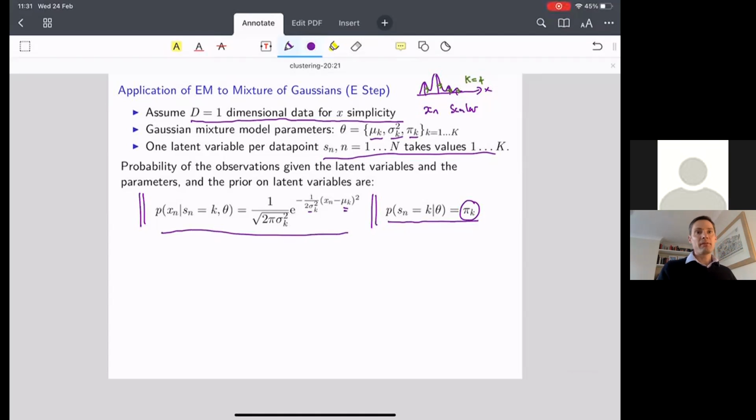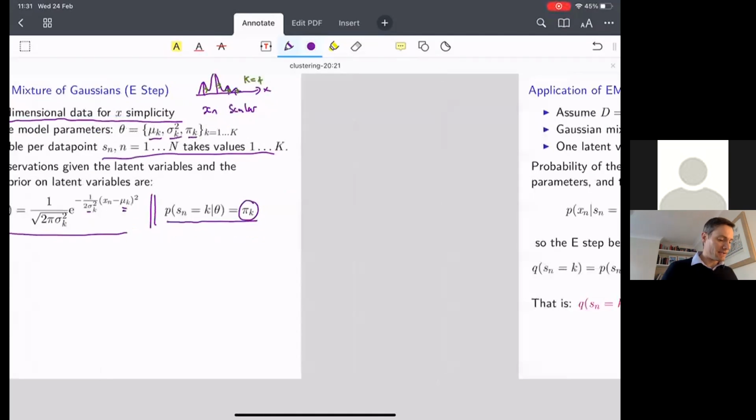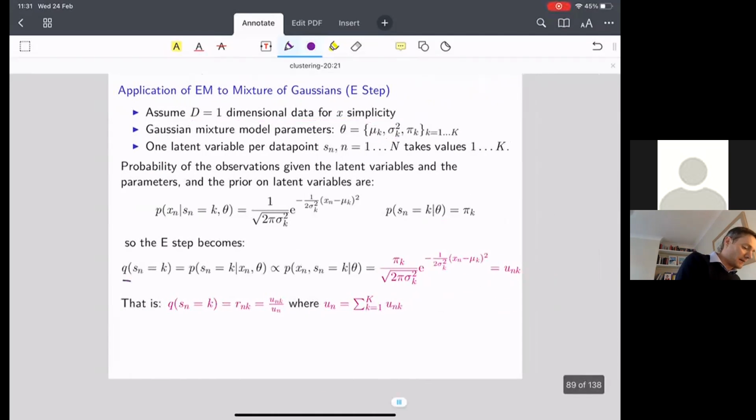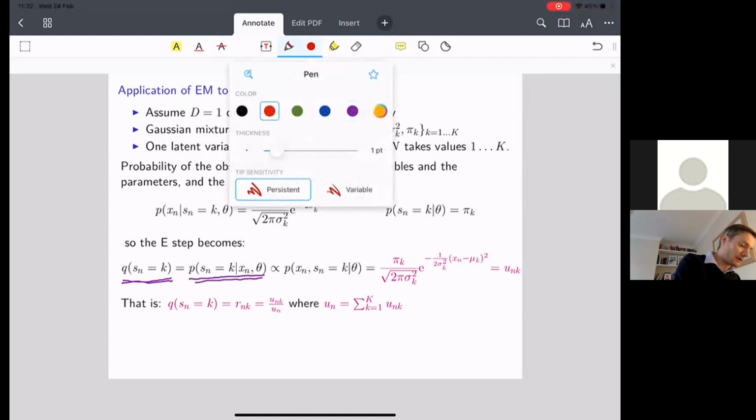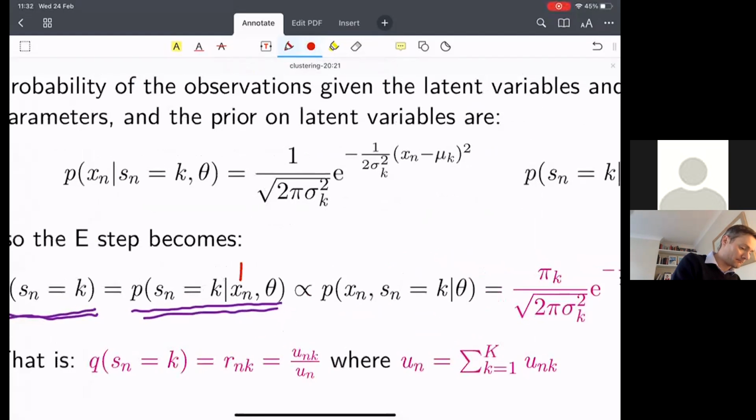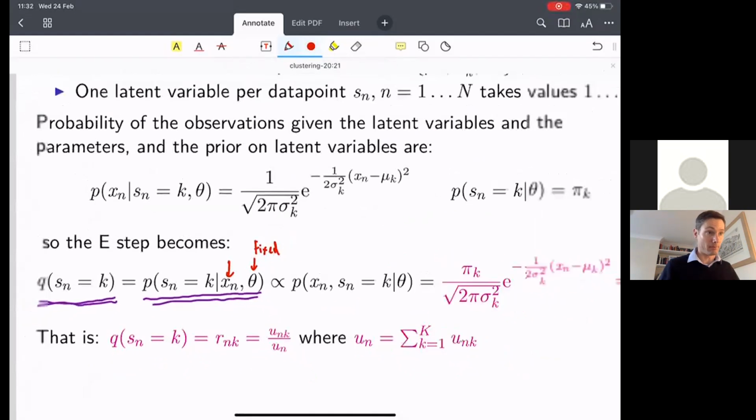Good. Now, remember the definition of the E step. The definition of the E step was simply that you should update all of your Q distributions here to be equal to the true posterior distribution over S, over the latent variable, which you don't observe, given the observed data xn. And of course, for this purpose, in the E step, the parameters are fixed. So we're viewing the parameters as fixed. They're fixed to the current value given to us by the previous M step or by the initialization.